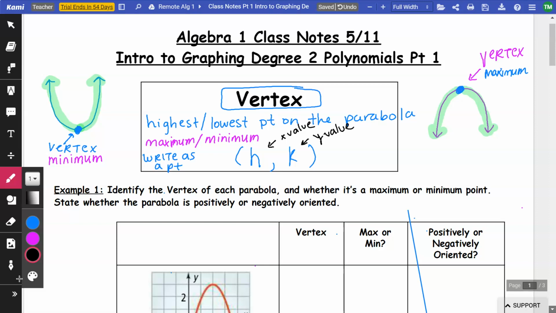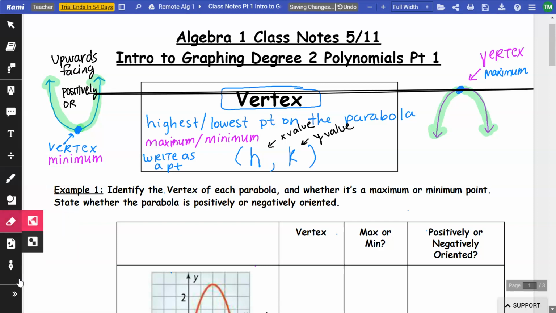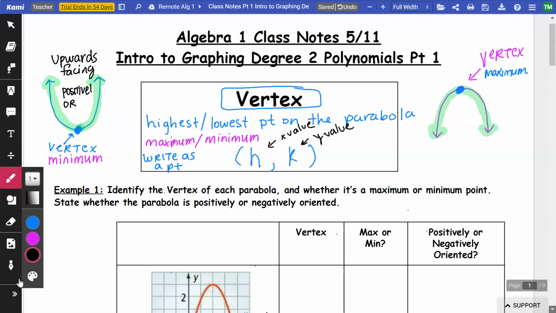Now we're going to look at some parabolas and identify the vertex of the parabola. We're going to talk about if the parabola is positively or negatively oriented, and if the vertex is a maximum or a minimum. If a parabola is upwards facing, we refer to that as positively oriented because it's facing the positive y values.